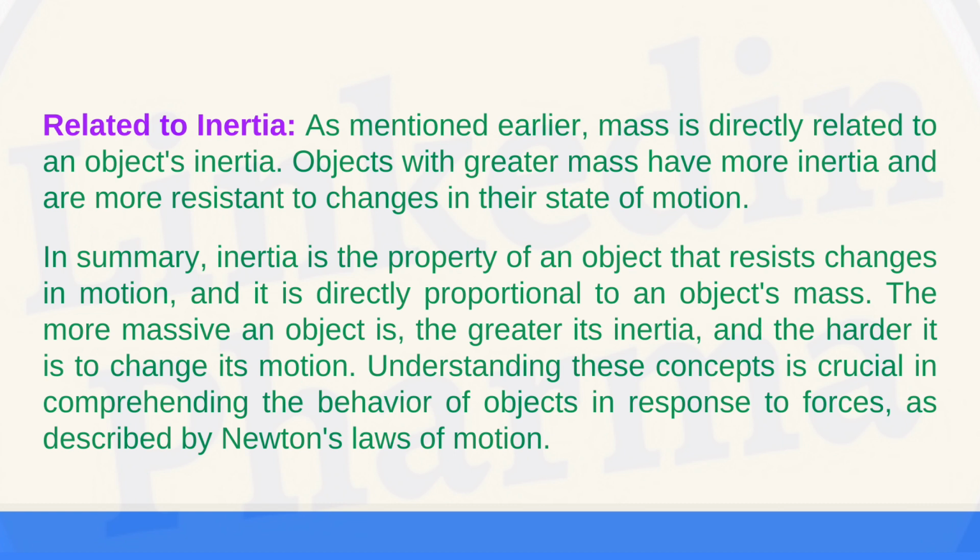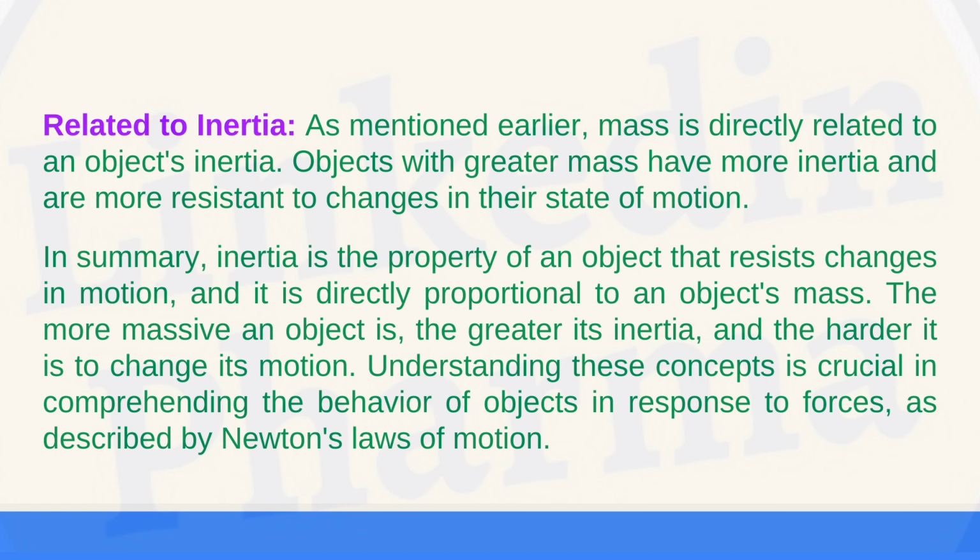Related to inertia, as mentioned earlier, mass is directly related to an object's inertia. Objects with greater mass have more inertia and are more resistant to changes in their state of motion. In summary, inertia is the property of an object that resists changes in motion, and it is directly proportional to an object's mass. The more massive an object is, the greater its inertia, and the harder it is to change its motion. Understanding these concepts is crucial in comprehending the behavior of objects in response to forces, as described by Newton's laws of motion.